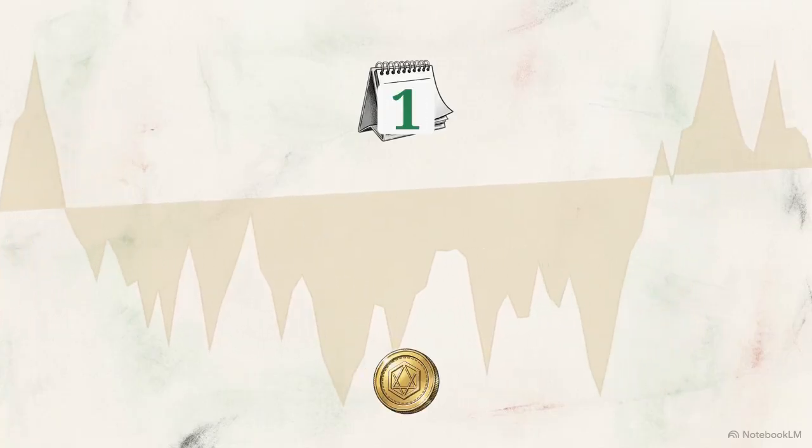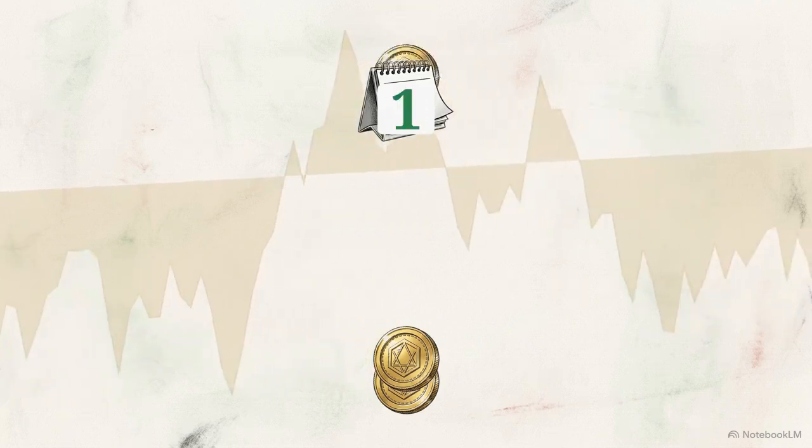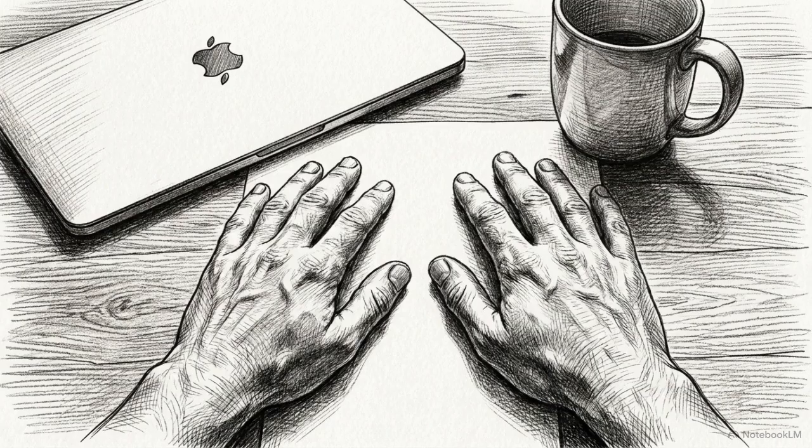You invest a set amount of money on the exact same day every month, regardless of whether the market is up or down. This mechanical routine removes the stress of trying to time the bottom of a market dip. Long-term wealth creation relies entirely on this kind of emotionless consistency.